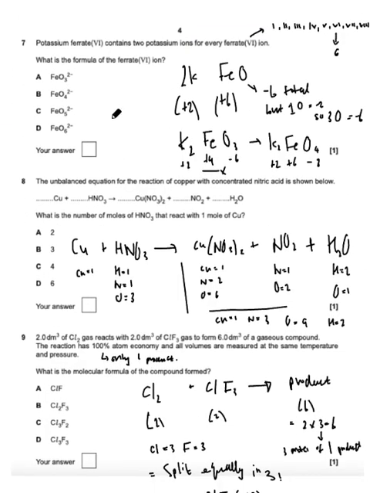Potassium ferrate contains 2 potassium ions for every ferrate ion. What is the formula of the ferrate ion? Okay, so as you can see, we have a Roman numeral over here, and I've written it out over here. So VI would be 6. And so that means that the oxidation state on the ferrate would be +6.